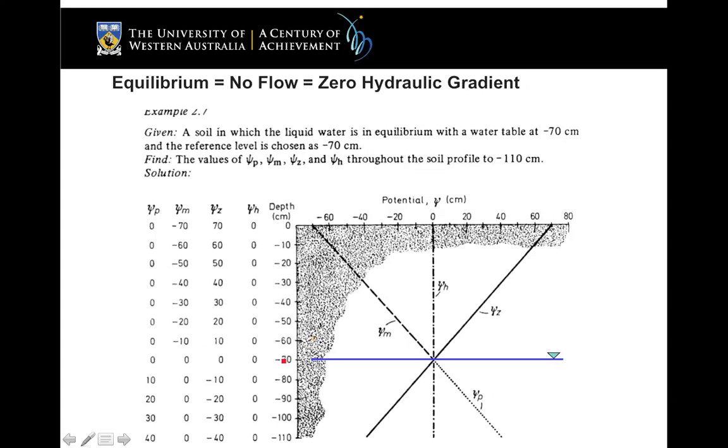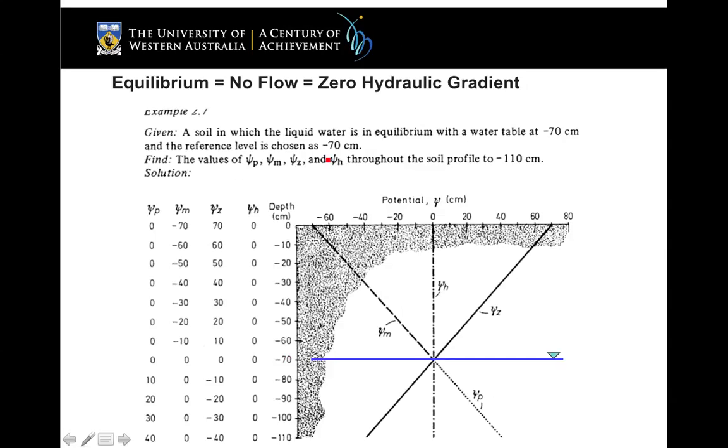So we can immediately calculate our elevation potential or gravitational potential, which is psi z. It's 0 here because we're at the reference level. If we move up to this point, we're 10 centimetres above that reference level. Now we're 20 centimetres, 30, and then 70 centimetres above that reference level. Below the reference level, our gravitational potential decreases.